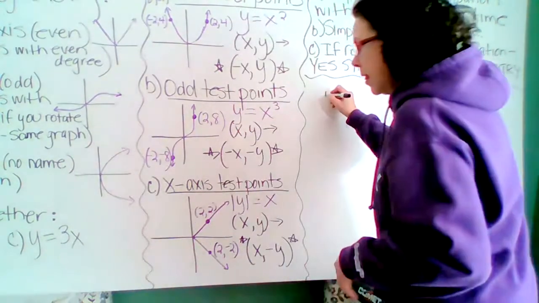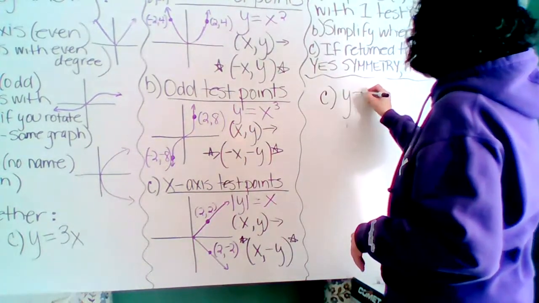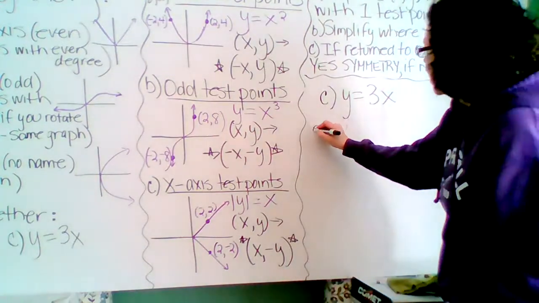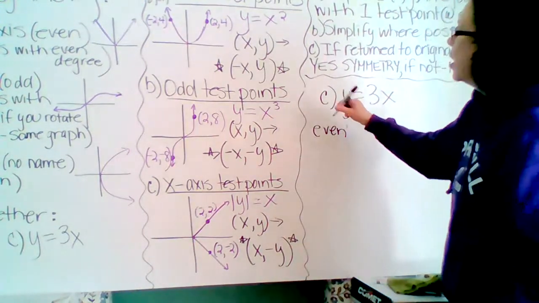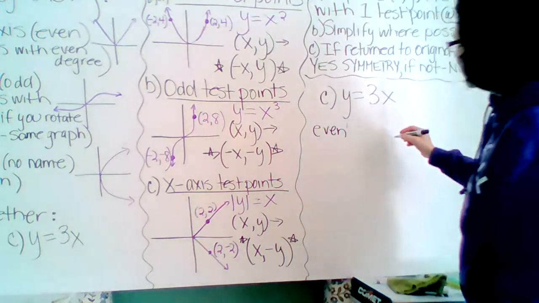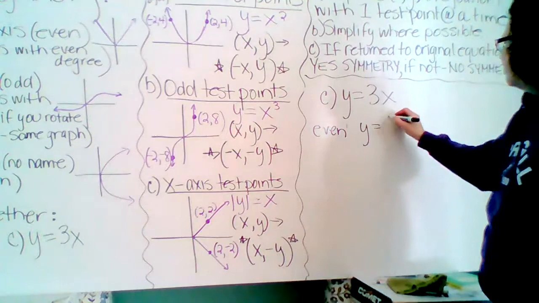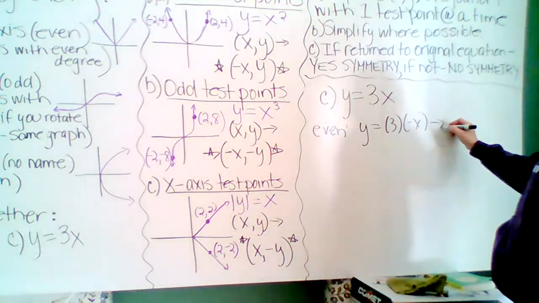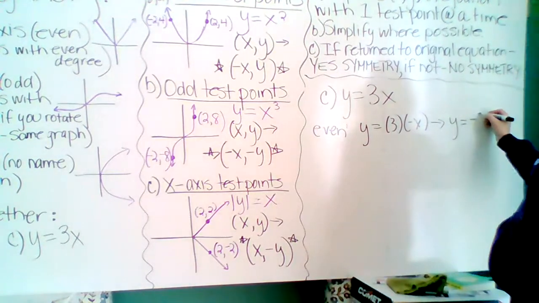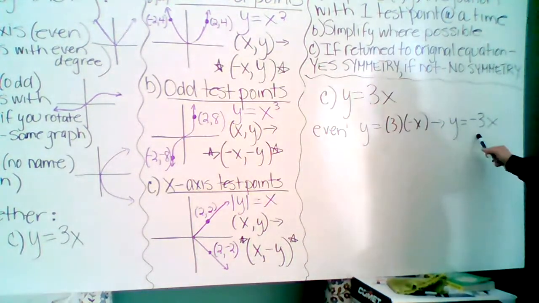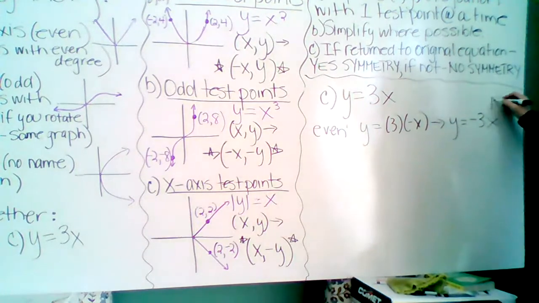See, y equals 3x. There we go. Even. Wherever I see an x, I'll put a negative x. Wherever I see a y, I'll keep it. Little simplifying. These two are not the same. I can't make them the same.